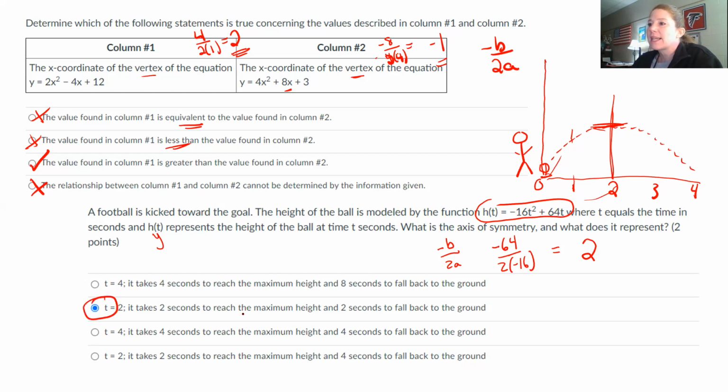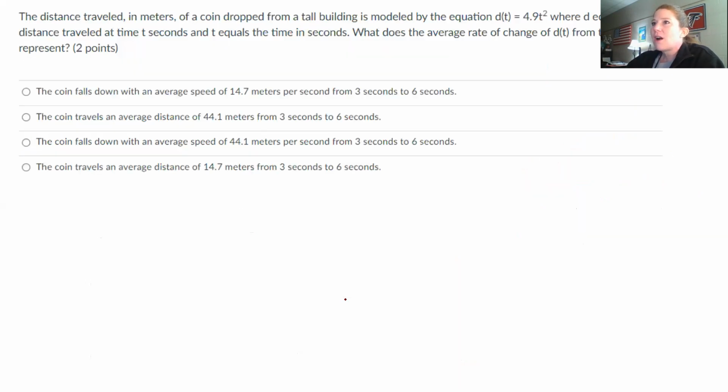So that's basically what this says. It says it takes 2 seconds to reach the maximum height and 2 seconds to fall back to the ground. So if you draw a little picture, you're like, oh yeah, I totally see that. That's easy. All right, what about this one? It says the distance traveled in meters of a coin dropped from a tall building is modeled by this, where D equals the distance traveled at time T, and T equals the time in seconds. What is the average rate of change in D of T from T equals 3 to T equals 6?